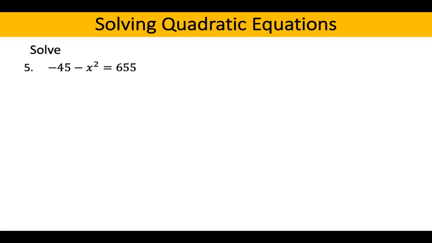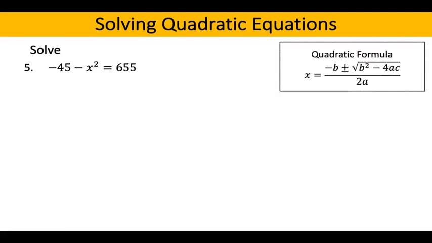Let's look at example number 5. Here we have negative 45 minus x squared equals 655. We're going to again use the quadratic formula on this equation. So let's set everything equal to 0. It is my preference to keep a positive, but it really would not matter. I'm going to add 45 and add the x squared in order to get 0 equals x squared plus 700.